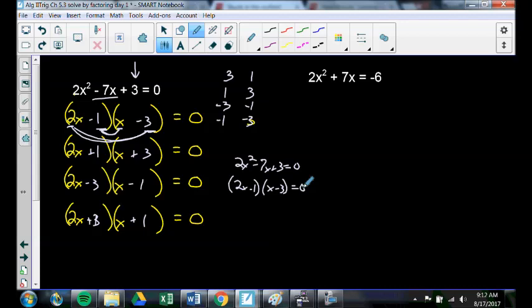Now, to solve this, I know that this bubble here has to equal 0, and this bubble here has to equal 0, and I solve both of those. Add 1, divide by 2, add 3. These are my two solutions.